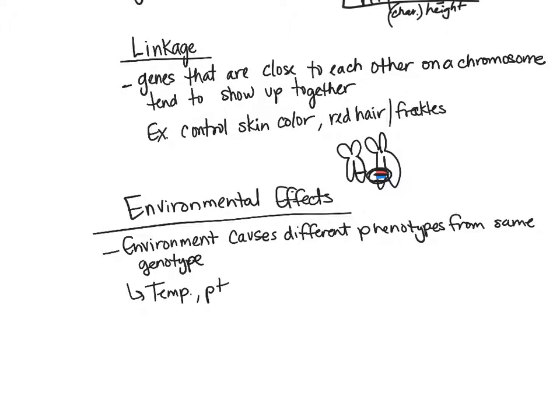Other things like pH can affect things. If you have a different pH, different flowers may have different colors. Different amounts of water given to the plants, or different nutrients given to the plants or animals. Different types of sun exposure.